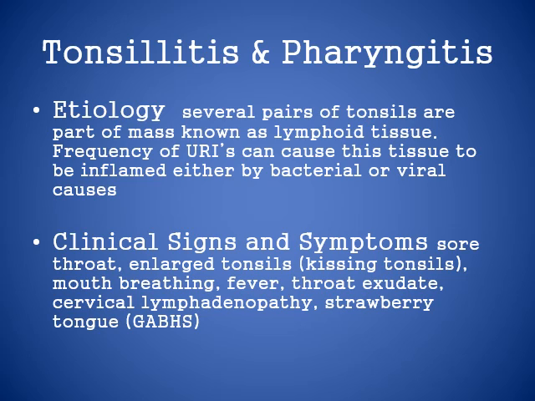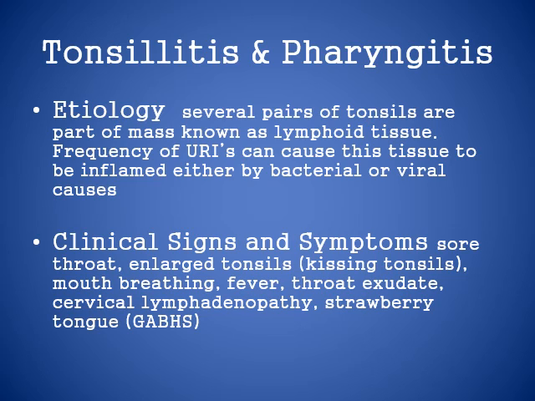So tonsillitis and pharyngitis. Etiology: we have several pairs of tonsil tissues in the back of our throat. That is part of our lymphatic system. If you remember what the lymphatic system is responsible for, it's like the drain of the body. It's draining all of the bacteria and the junk away from our circulatory system and bringing it into the lymph tissue. The tonsils are very effective at doing this.